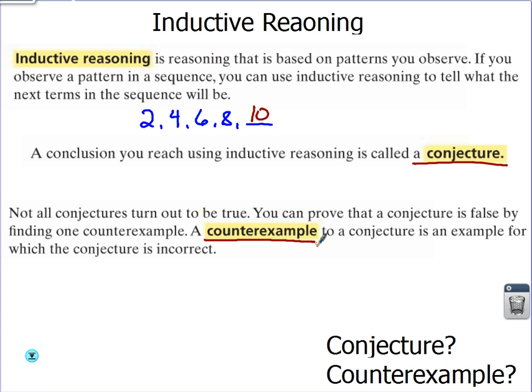That was a counterexample, because here's the thing. 2, 4, 6, 8, we know that logically 10 would follow, but does it have to? Is the question. No, it doesn't. So there's your inductive reasoning. Inductive reasoning can turn out to be not true. Conjectures are guesses as to what's going to come next. Counterexamples are things that didn't work out that way.